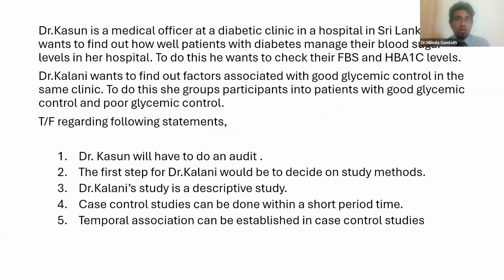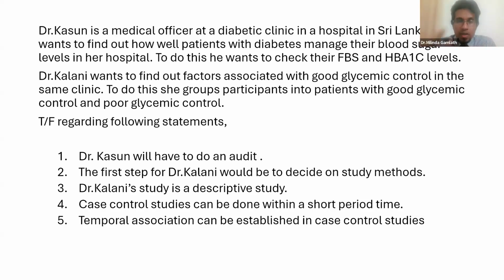So this is a true-false question. So let's just look into it. And when you go through the presentation, little by little, you will be able to answer these things. So this question says that Dr. Kasun is a medical officer at a diabetic clinic in a hospital in Sri Lanka. He wants to find out how well patients with diabetes manage their blood sugar levels in their hospital. To do this, he wants to check their fasting blood sugar and HbA1c levels. So the way he checks the diabetic control is through fasting blood sugar and HbA1c levels.